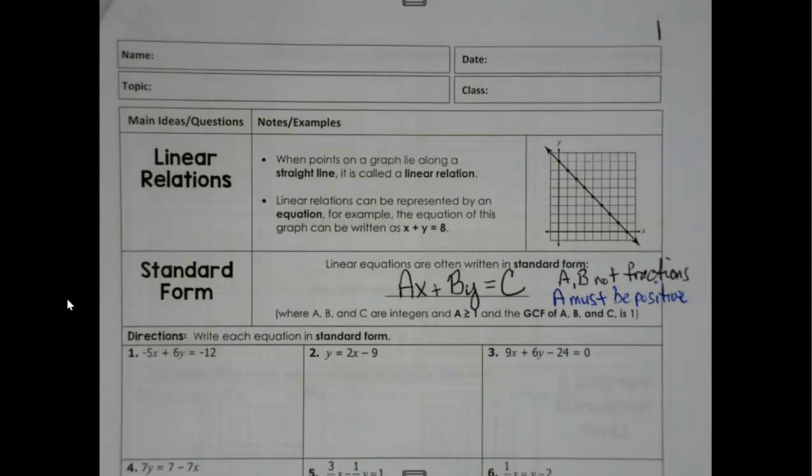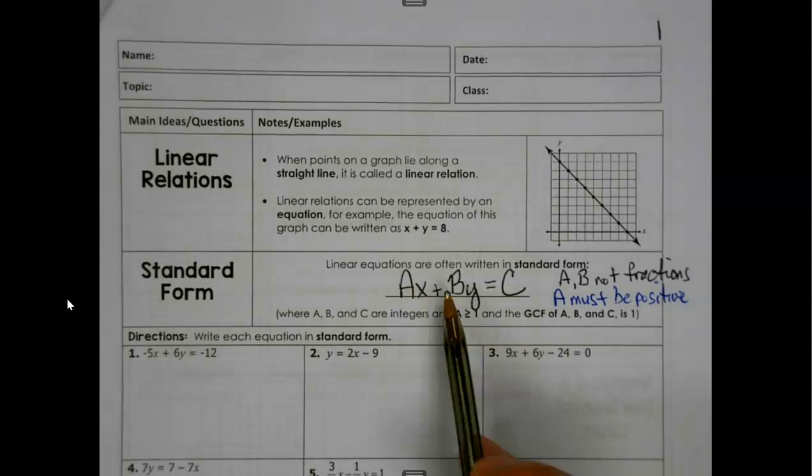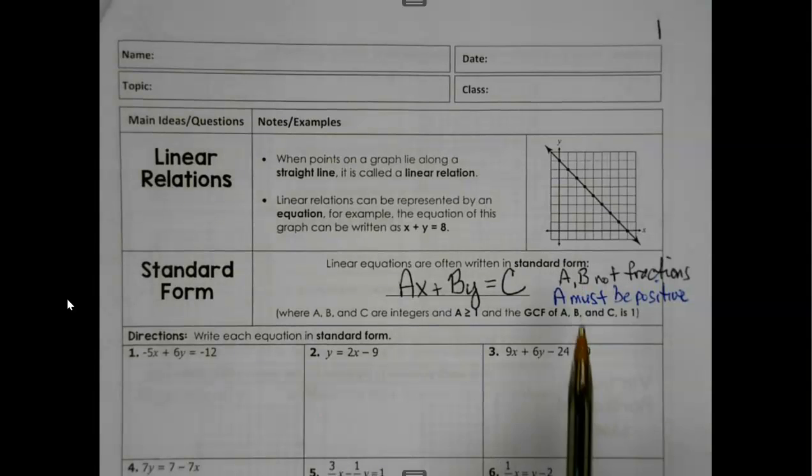So A and B, no fractions. A's got to be positive. They got to stay on the same side. This is why the notes can be so important as you're going, because that's a lot of information in like the first couple minutes here. So when this says write the equation in standard form, I've got to make sure it checks all the boxes.